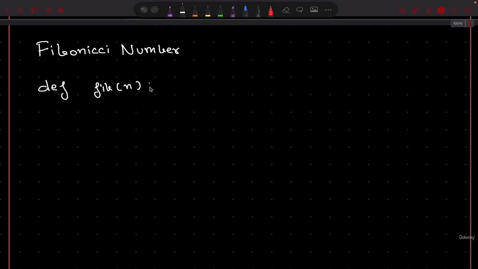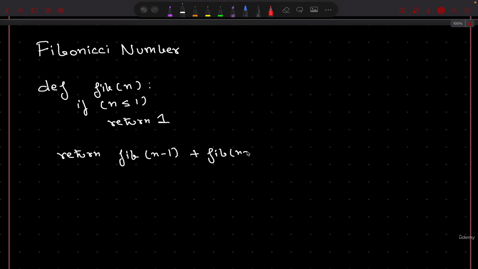For a number n, we used to first check if it is less than or equal to 1, then of course Fibonacci number we used to take as 1. Else we used to return the n minus 1 and n minus 2th number, right? So this is the exact code.